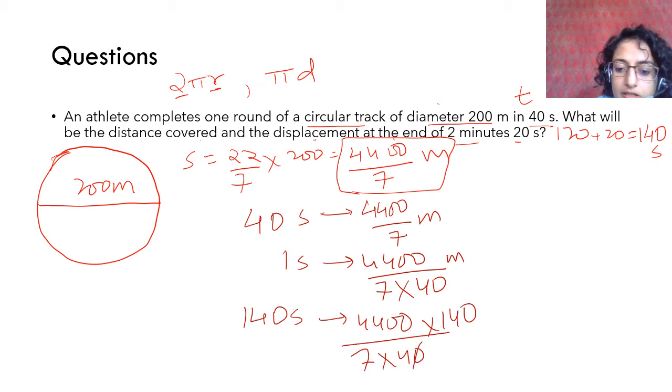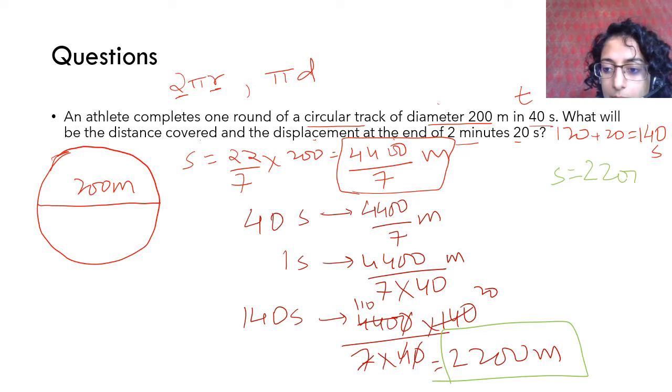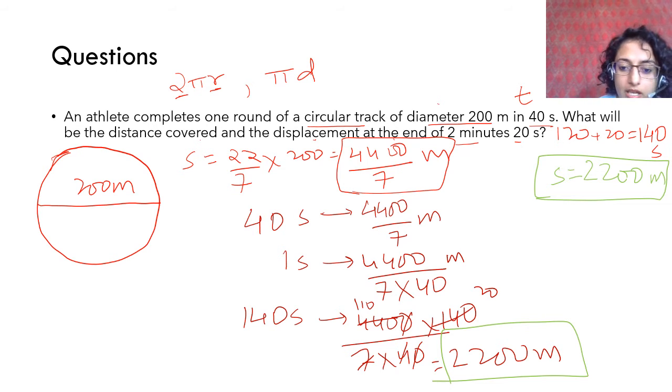So this gives us 2200 meter. This is the value of the distance that he has covered in 120 seconds. Do you understand? This is S covered is 2200 meter. This is the answer we have got.